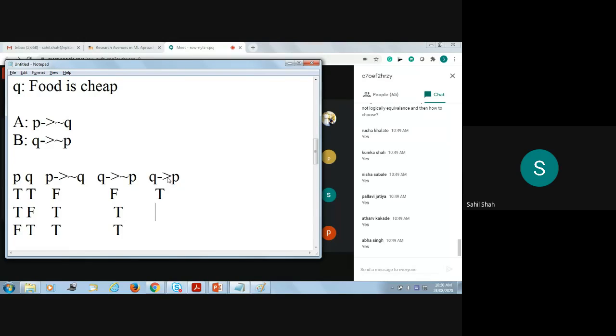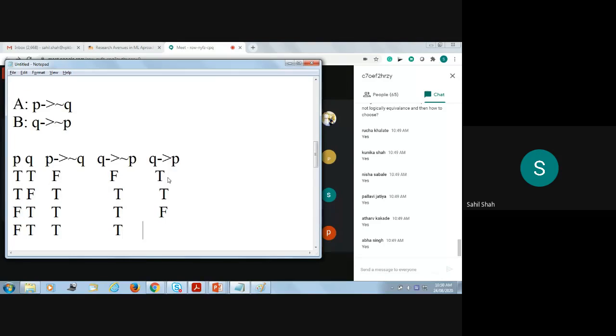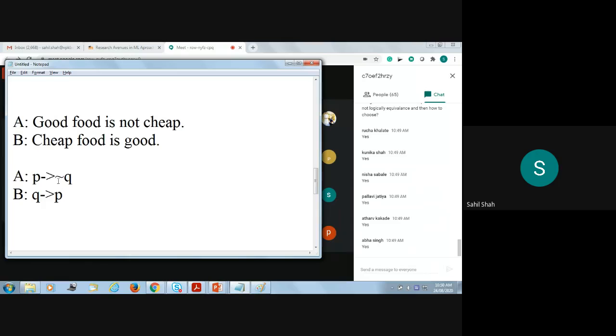What is F, T? Again T, F, F, and here F, T, F, F. As you observe, in P conditional negation Q we were having F, T, T, T, while in Q conditional P we are having T, T, F, F. That means these two statements are not logically equivalent. Hence, the two restaurants, A saying good food is not cheap and B saying cheap food is good, are not logically equivalent.